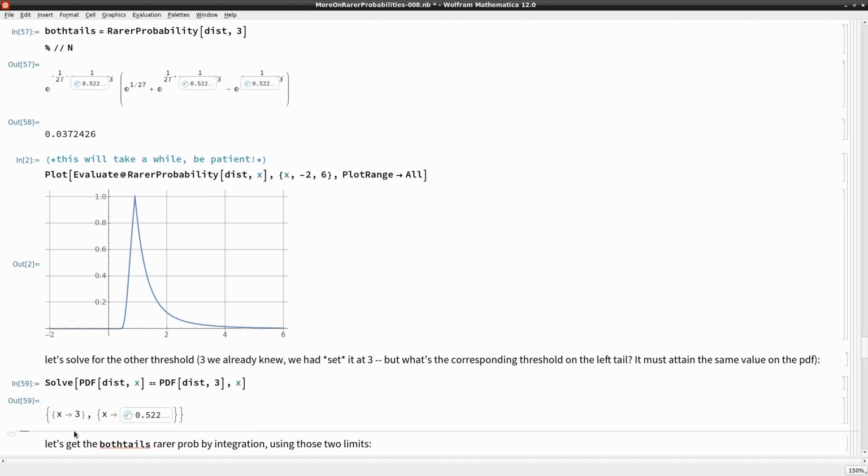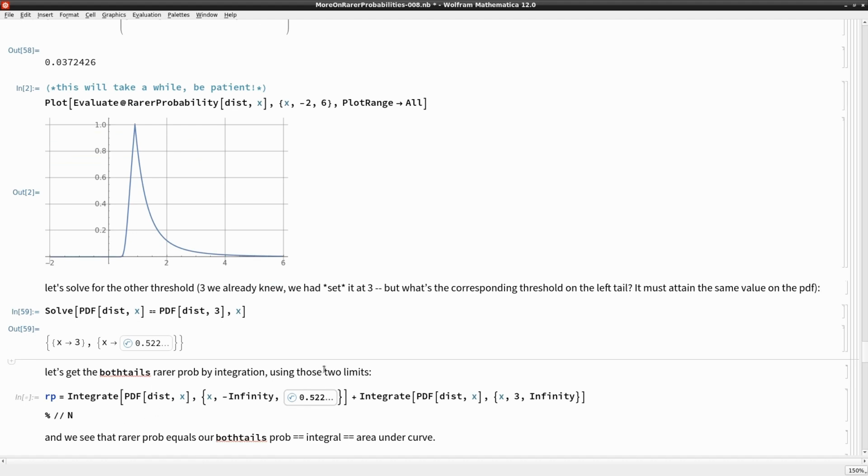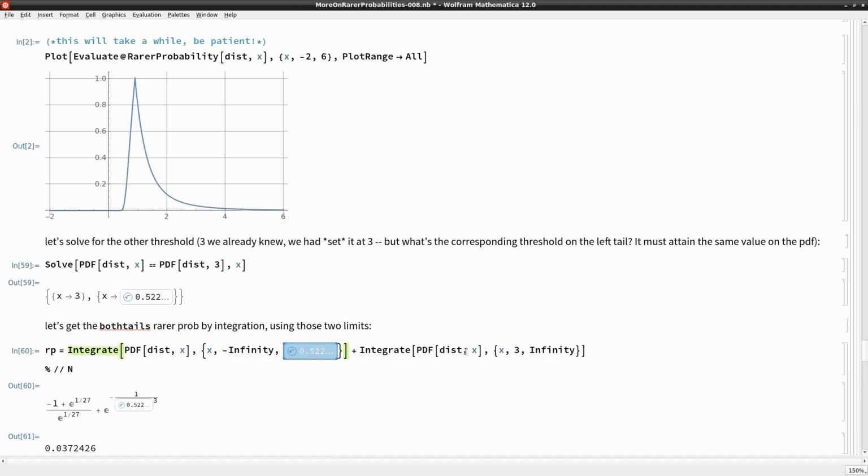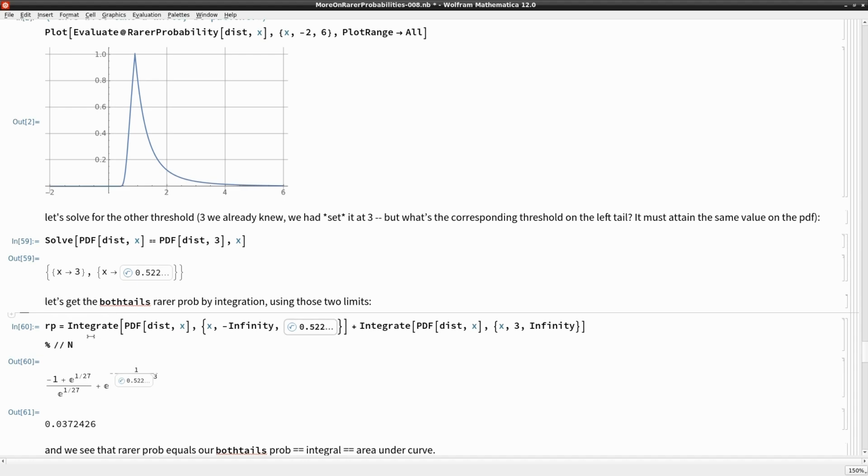Okay, so let's now get both tails RarerProbability, and we're now using these two integration limits. We're going from -infinity to the lower limit, and we're going from the upper limit to infinity. This is again two separate integrals, and we cannot exploit symmetry here because the Fréchet distribution is not symmetric. So we have to do it as two separate integrals now. And here is the number. Take a note of it. It's 0.0372426. We need that number in a moment.